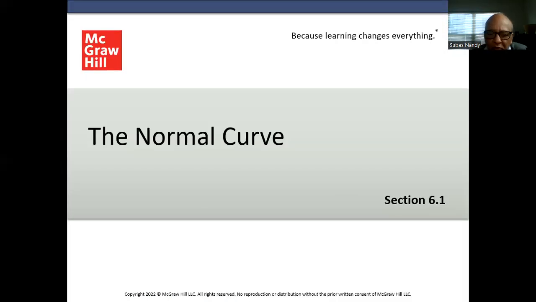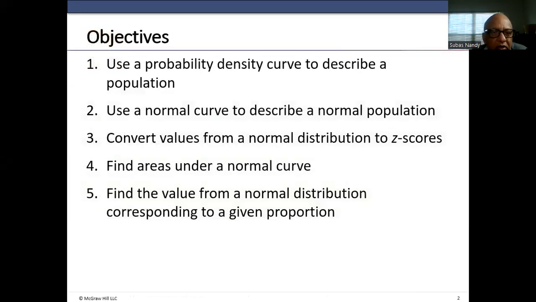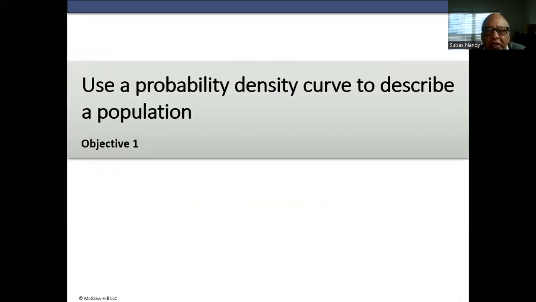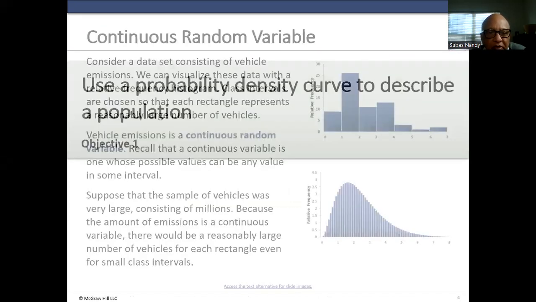So today we are going to talk about the normal curve. And these are the objectives. Use a probability density curve to describe a population.